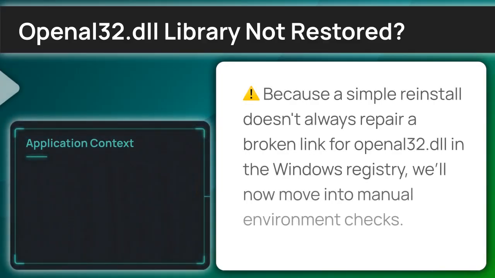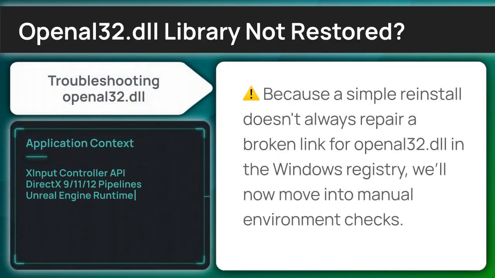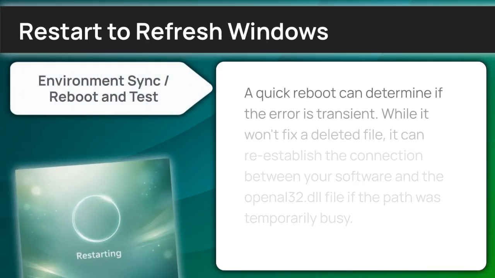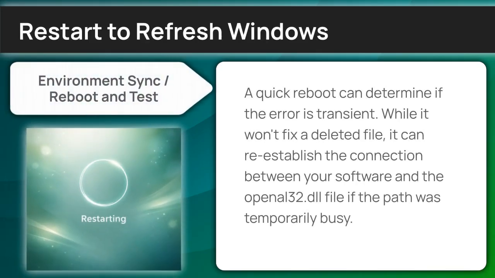When a fresh installer fails to clear the error, it typically points toward a deeper conflict within the Windows execution layer. If your system has been running for an extended period, a reboot might be necessary to resync your background processes and clear any temporary locks on the OpenAL32 file.